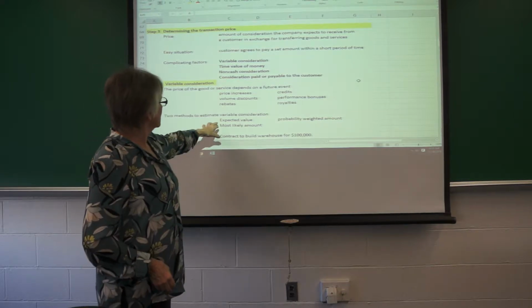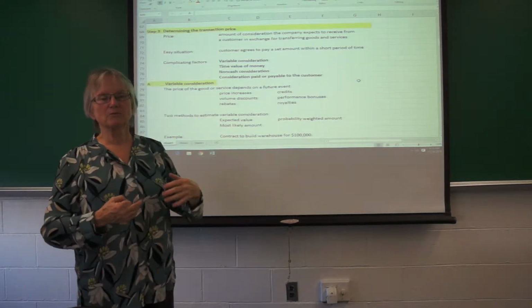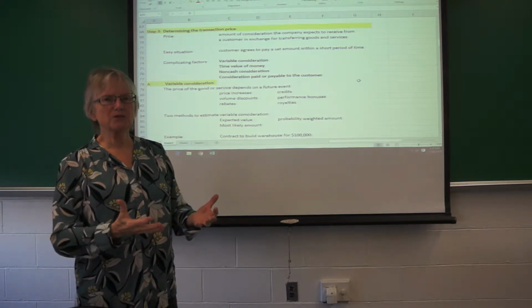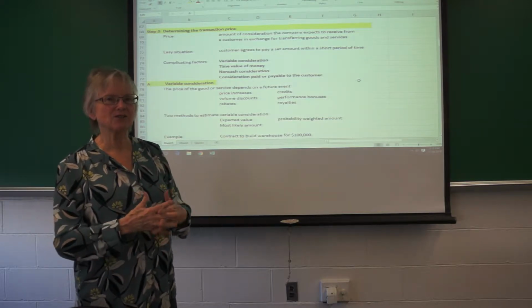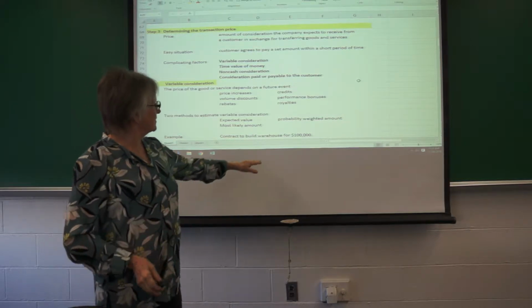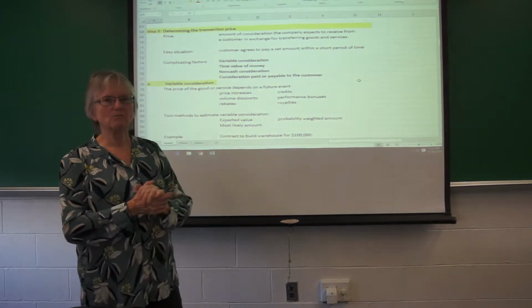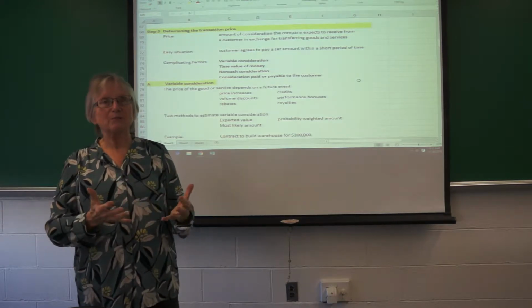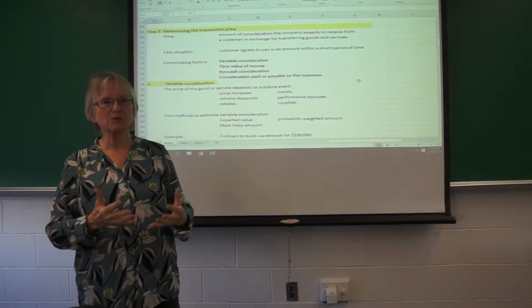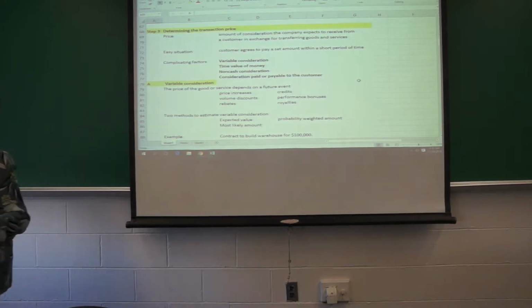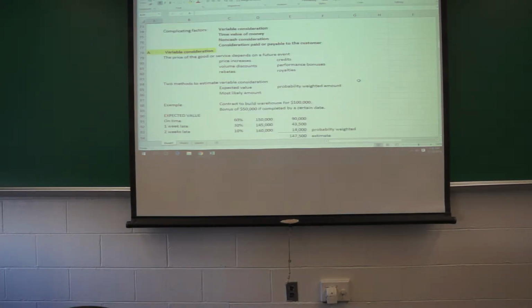You're going to use the expected value when the seller has a fair amount of experience in the past and has reliable past data to go on. Then they've got the information to do this. Most likely amount would be if, say, you didn't really have the experience in it, and you're just going to go for the most likely amount. So let's take a look at this.